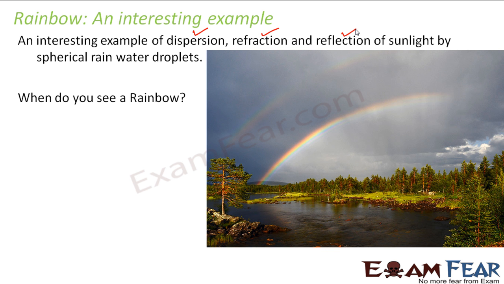When do you actually see a rainbow? If you observe, you will generally see a rainbow after rain. Let us suppose you had a heavy rain. When the rain almost stops, such that one part of the sky is sunny, whereas the other part of the sky is raining, now if you stand keeping your back towards the sun, you will be able to see the rainbow. That is the observation. Why that happens, I'll explain in the next 2 slides.